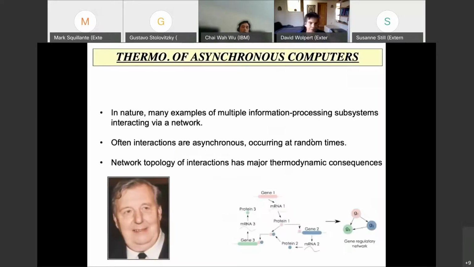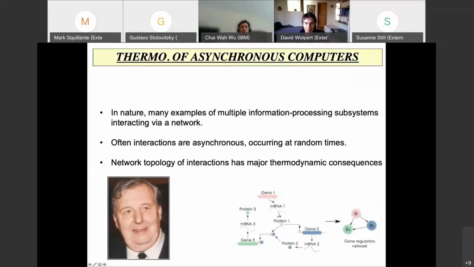Okay, so now the last thing I want to talk about is asynchronous computers. What I've talked about so far is just some of the ways that you can use stochastic thermodynamics to analyze the kinds of artificial synchronous computers that we all know and love. But even though we might love them, we're actually built out of asynchronous computers.